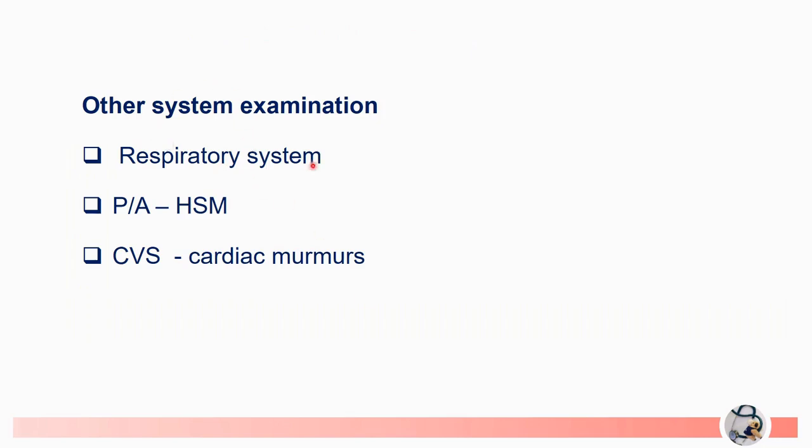Then you go with the other system examination as you do for other children. Respiratory system examination is important because they have recurrent aspiration pneumonias. Many times they are just lying and the respiratory effort or muscles are weaker. Then abdominal examination, check for hepatosplenomegaly. And then cardiovascular system, maybe cardiac murmurs can be associated. So you check the other systems also like you do for other cases.